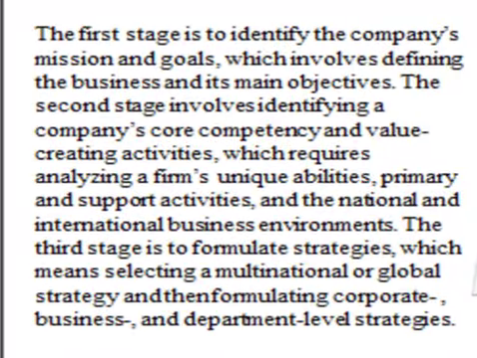The first stage is to identify the company's mission and goals, which involves defining the business and its main objectives. The second stage involves identifying a company's core competency and value-creating activities, which requires analyzing a firm's unique abilities, primary and support activities, and the national and international business environments. The third stage is to formulate strategies, which means selecting a multinational or global strategy and then formulating corporate, business, and department level strategies.